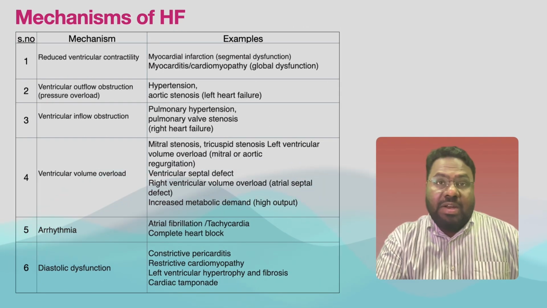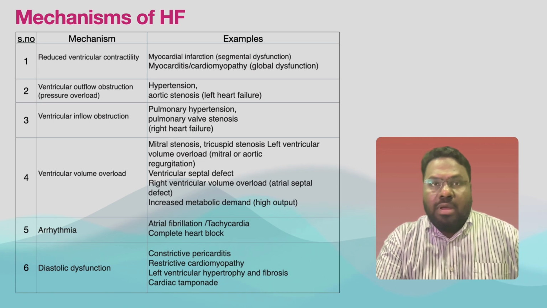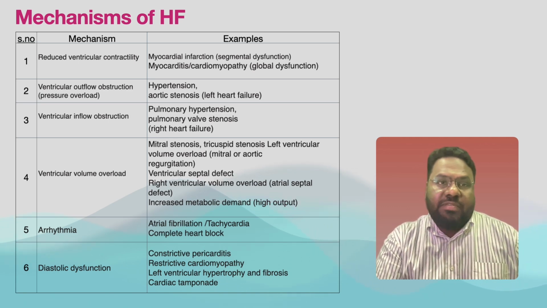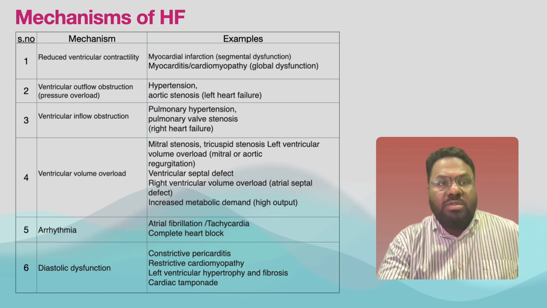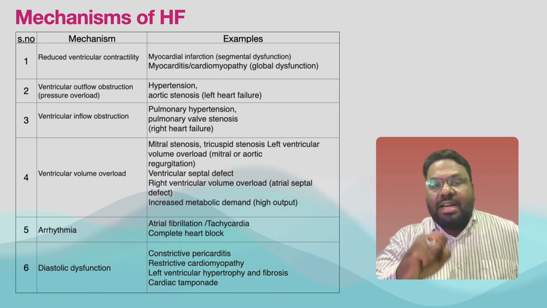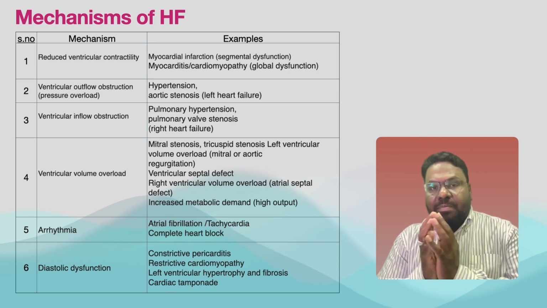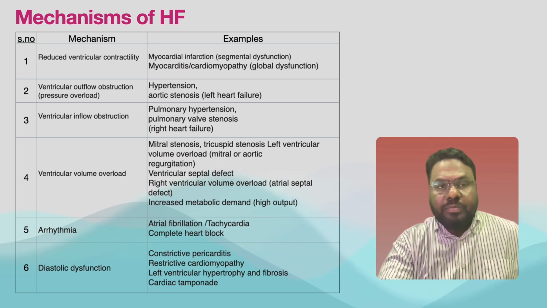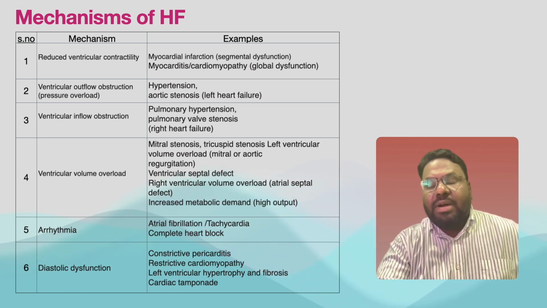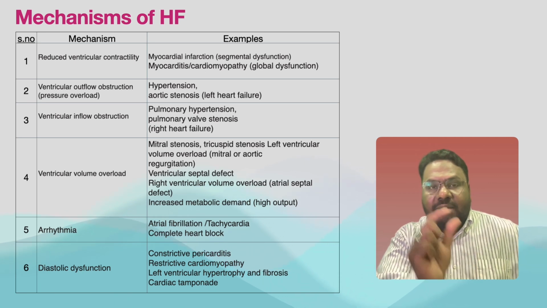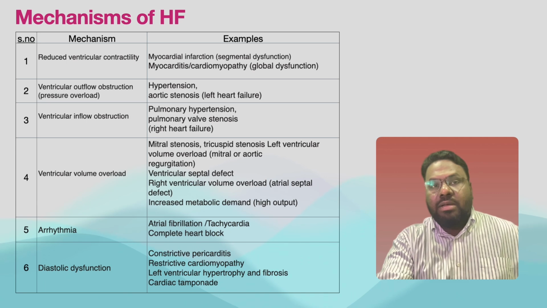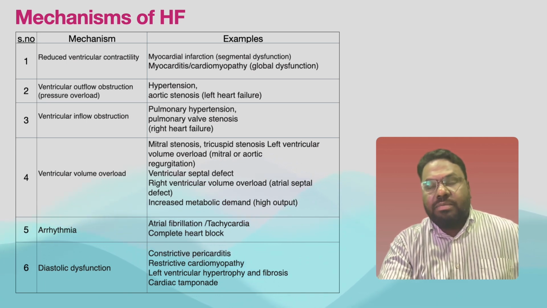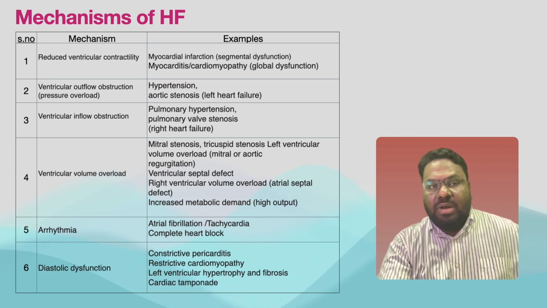There might be multiple etiologies for one single mechanism or multiple mechanisms. Different mechanisms also may have the same etiology. So, you have to understand this point here. Reduced ventricular contractility. Whenever contractility of the ventricle is reduced, the pumping capacity of the heart is reduced. Example here is myocardial infarction because of coronary artery disease. That particular part of the heart has become dead. It's not contracting. So this is segmental dysfunction. Sometimes the whole myocardium is not working. Global dysfunction we call it.